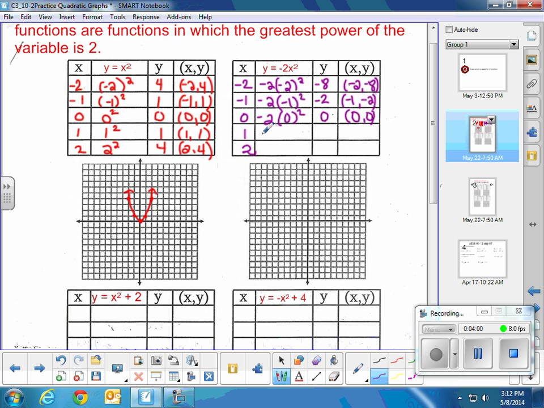Now we're going to plug in 1 for x. -2 times 1 squared. 1 squared is 1. 1 times a -2 is -2, which gives us 1, -2 as your ordered pair. And lastly, we're going to plug in 2. -2 times 2 squared. You'll do the 2 squared first. 2 times 2 is 4. 4 times -2 is -8. So 2, -8.